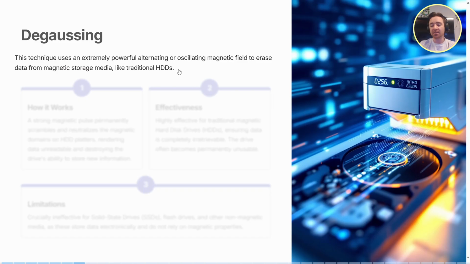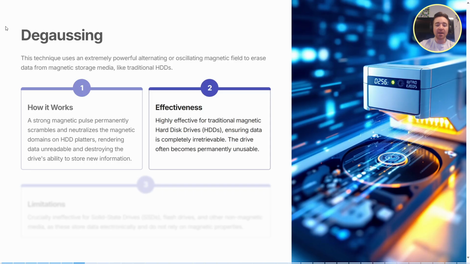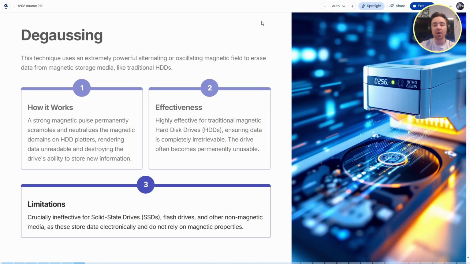Traditional HDDs, this doesn't actually work for SSDs, okay? So how does it work? It's a strong magnetic pulse that permanently scrambles and neutralizes the magnetic domains on the HDD platter. It's highly effective for HDDs, but as I said, it's not really effective at all for SSDs. So it is not effective at all.